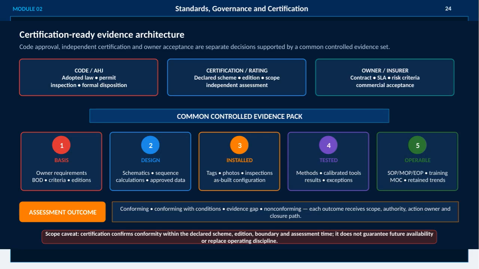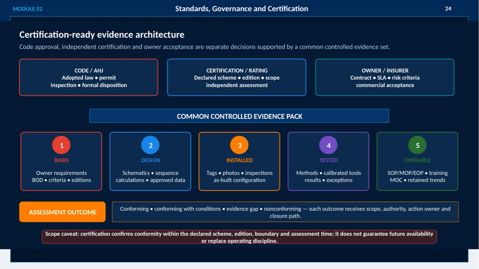Here we see the architecture for certification-ready evidence in Data Center MVAC systems. The key idea is that code approval, independent certification, and owner acceptance are distinct decisions, but all rely on a common controlled evidence set for transparency and accountability. The evidence pack includes 5 essential stages: basis, design, installed, tested, and operable.